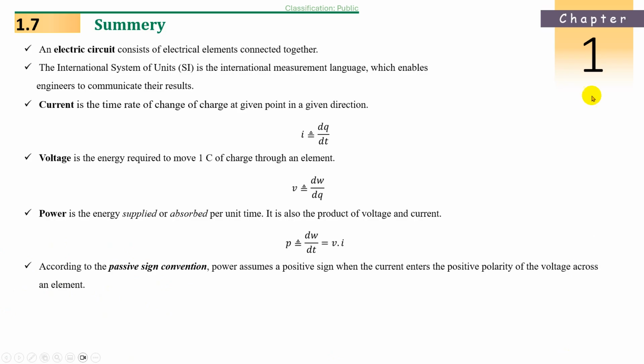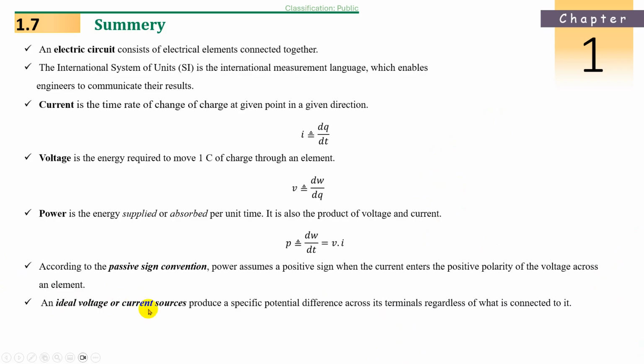And this happens when the current enters the positive polarity of the voltage. Voltage is already defined: plus, minus, higher potential, lower potential. Plus means higher potential, minus means lower potential. Current entering at the plus terminal, the higher potential, means it is taking power, positive power. When current leaves the positive terminal of the voltage, it is giving power, delivering power.